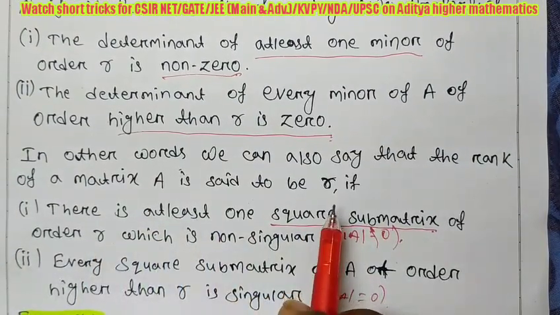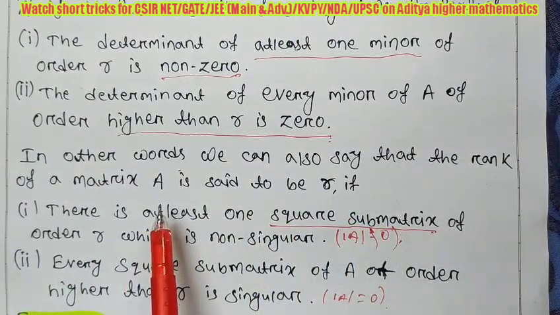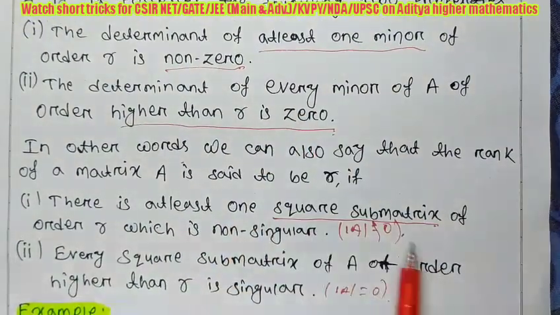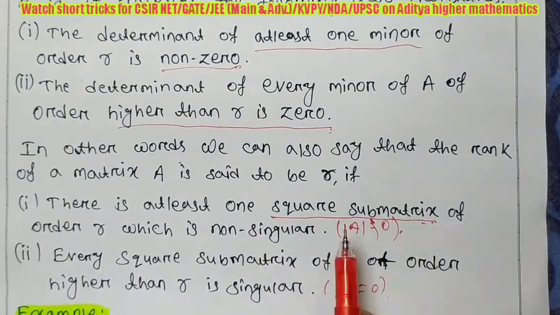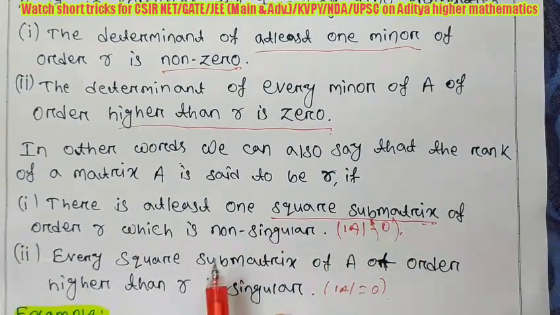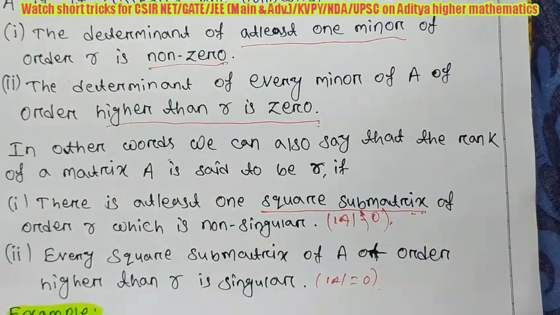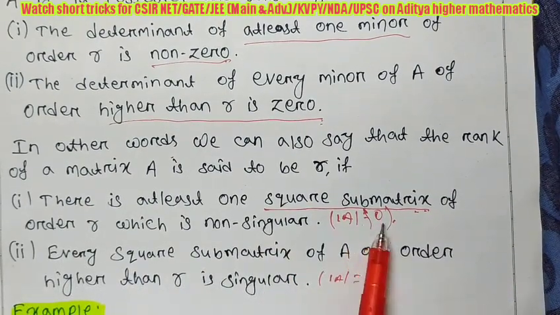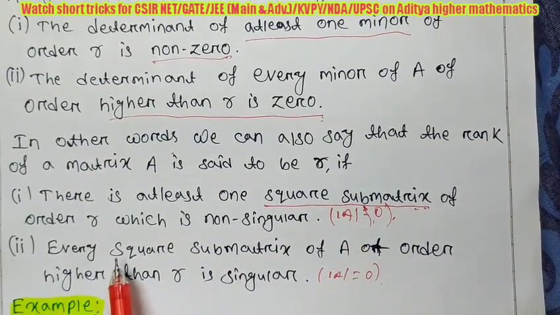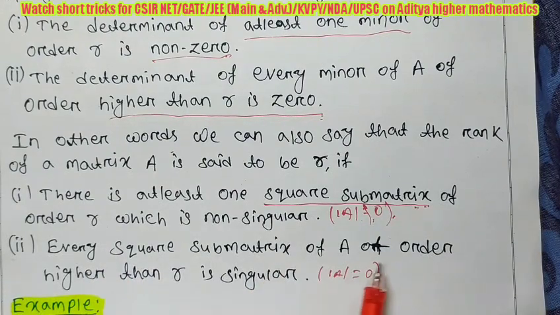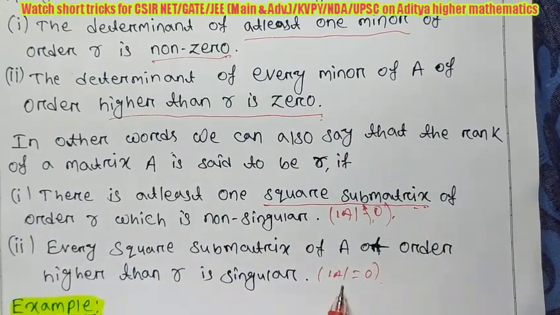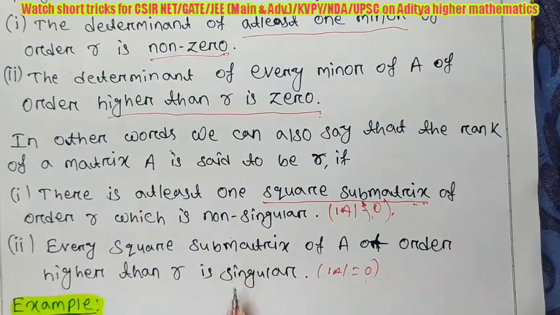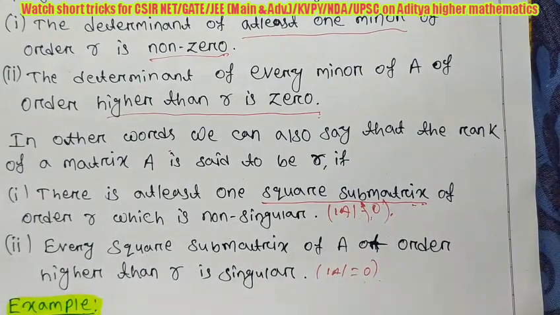In other words, we can say the rank of a matrix A is R if there is at least one square submatrix. That means the minor I am here representing by submatrix. Minor may confuse you, but submatrix you can understand easily. If there are some submatrices, if its order is R and it is non-singular. Non-singular means determinant is not equal to 0. Every square submatrix of A of order higher than R is singular. That means determinant of A is 0. The same thing I am representing here by submatrix and the concepts of non-singular and singular. Now we will solve some questions for your better understanding.